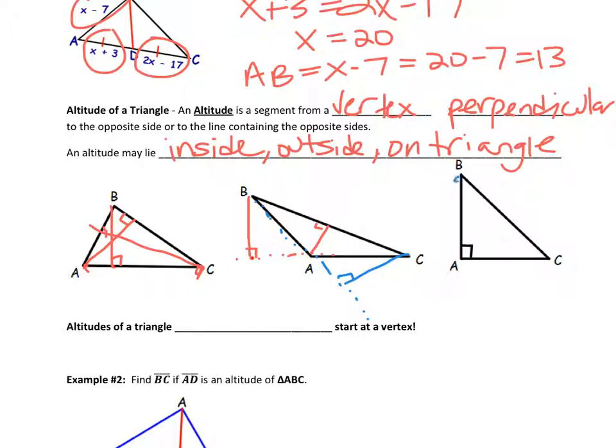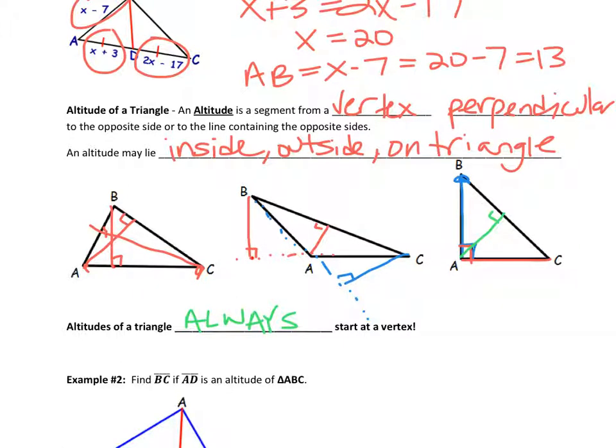Right triangles are special because here's my altitude from B. Look, that's already a side of my triangle. My altitude from C, already on the triangle. And then if I do it from A, it's going to be intersecting my hypotenuse. But we always need to remember, altitudes of a triangle always start at a vertex.